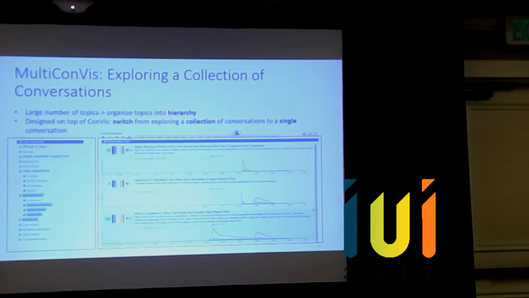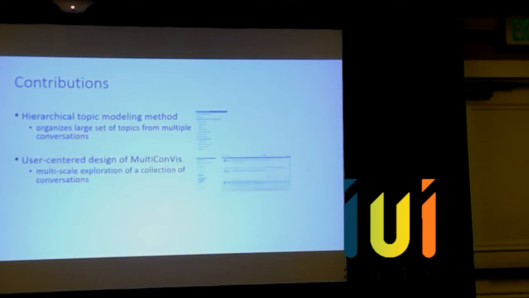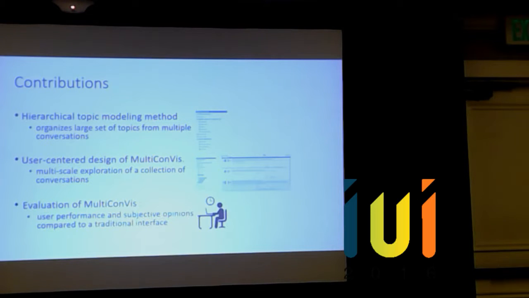We'll go over this interface in more detail later on, but the high-level overview of this work is that we present a hierarchical topic modeling approach that organizes the set of topics from different conversations. We design an interface that helps the user switch between different levels of granularity of conversation. And finally, we present the evaluation of the interface, which helps us understand the potential strengths and weaknesses of the interface that we have designed.